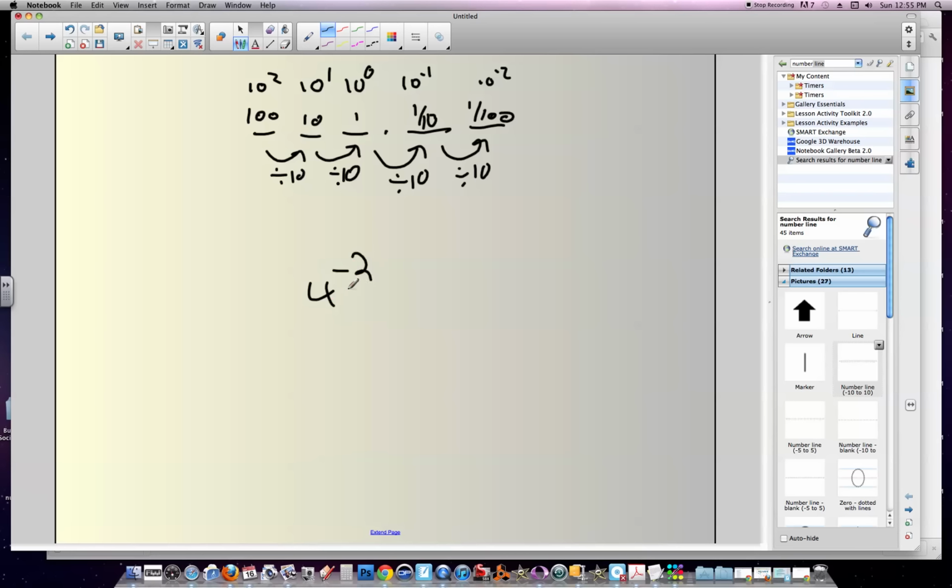And in general, when I ask you, what is, say, 4 to the negative 2, what I mean by that is the inverse of 4, right? Flip it over, 1 over 4, 2 times. Flip the 4 over, 2 times. 1 over 4 times 1 over 4. If I said, what is x to the negative third power? You'd say, well, that's 1 over x times 1 over x times 1 over x.